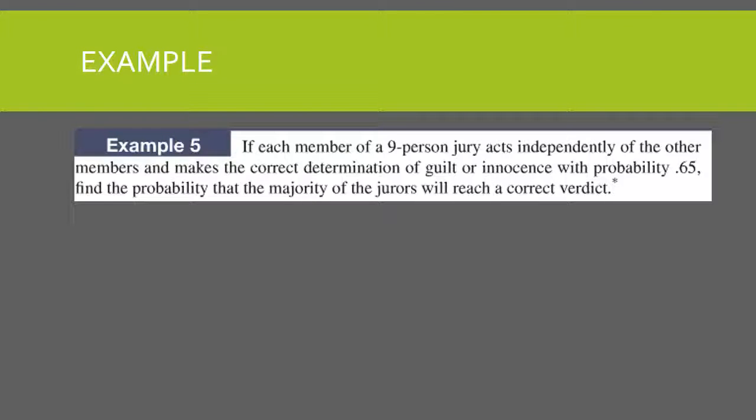If each member of a 9-person jury acts independently of the other, okay, independent, that's important, and makes the correct determination of guilt or innocence with a probability of 0.65, there's our success, find the probability that the majority of the jurors will reach a correct verdict. Okay, 9 people on the jury, they're independent. Probability of success of choosing correctly is 0.65. Pause the recording, give this a try, and resume to check your answer.